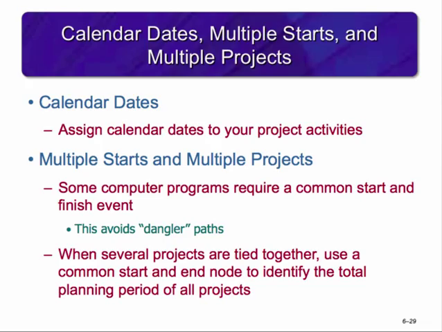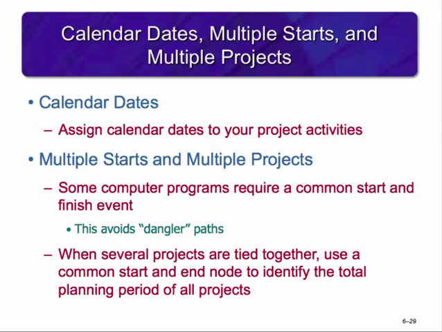Consider calendar dates as you develop your project network. You will want to assign calendar dates to your project activities. If a computer program is not used, dates are manually assigned. Lay out a calendar of workdays and number them. Then, relate the calendar workdays to the workdays on your project network. You'll also want to think through multiple starts and multiple projects. Some computer programs require a common start and finish event for a project network. This is a good idea because it avoids dangler paths. Dangler paths give the impression that the project does not have a clear beginning or ending.